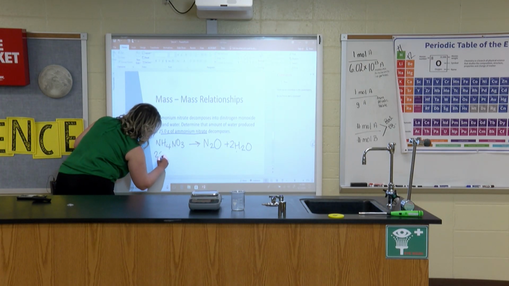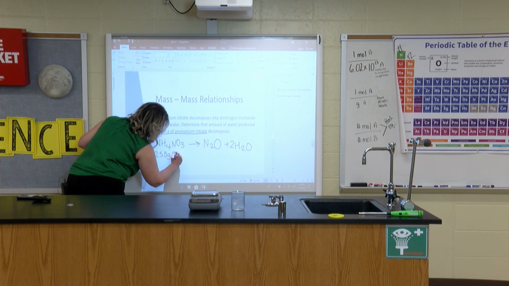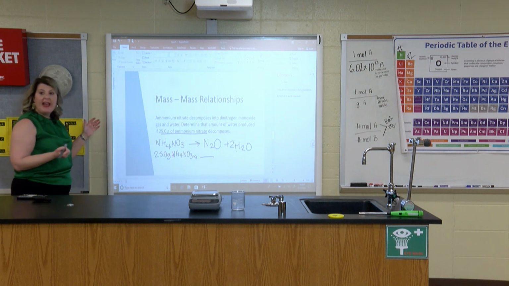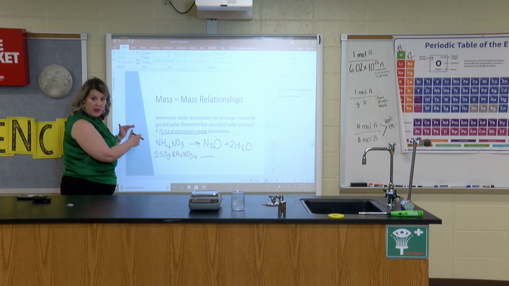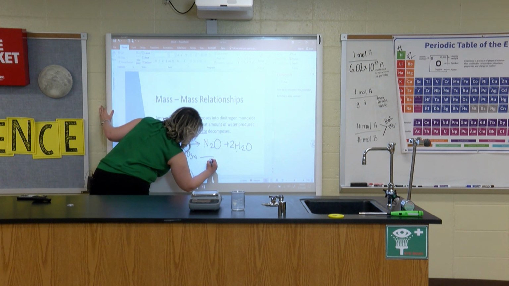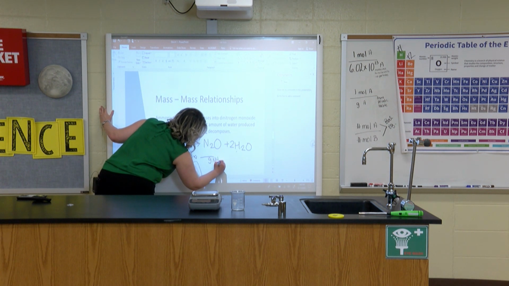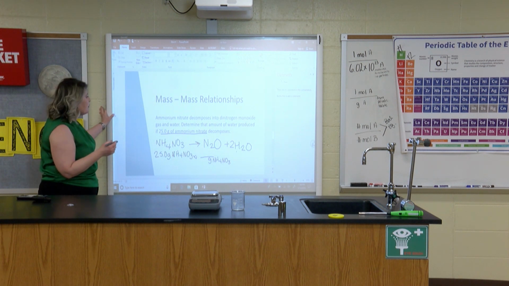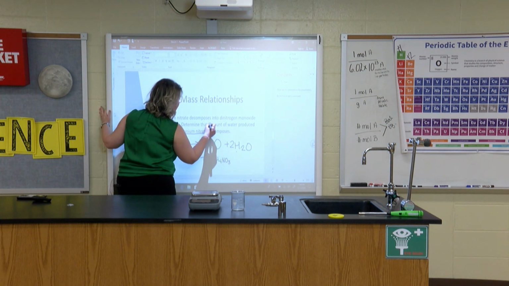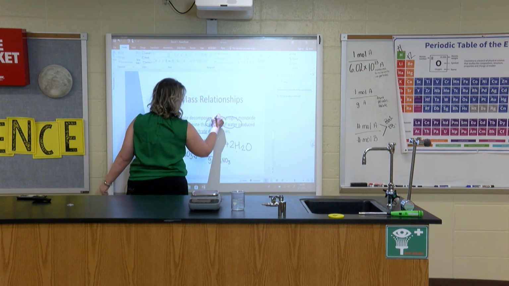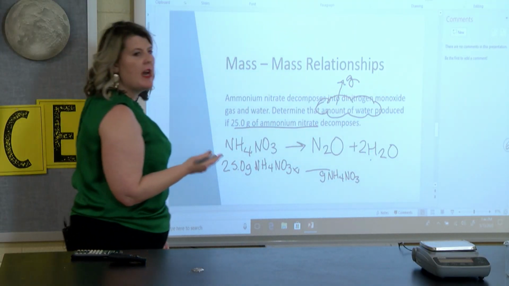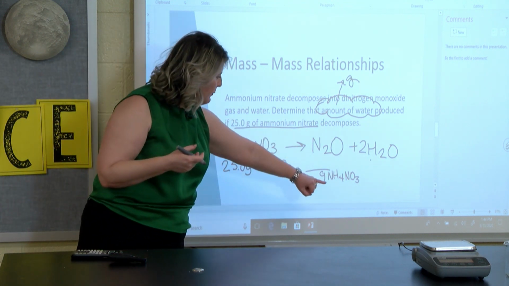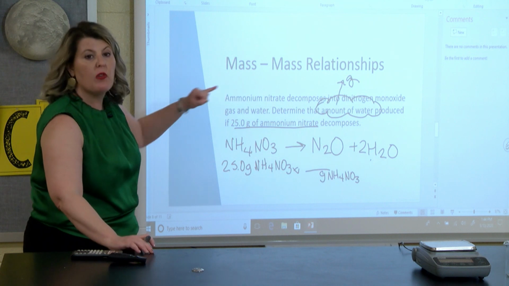So I'm going to start with 25.0 grams of NH4NO3. I'm going to draw an X and a line. The next step is move the unit you want to cancel to the bottom. So on the top, I'm going to put grams of NH4NO3. On the top, I'm trying to get to determine the amount of water. And usually amount means grams. We're going to try and take this to grams. So I've got 25 grams of ammonium nitrate. I've gone from grams of ammonium nitrate, and somehow I want to get to grams of water.